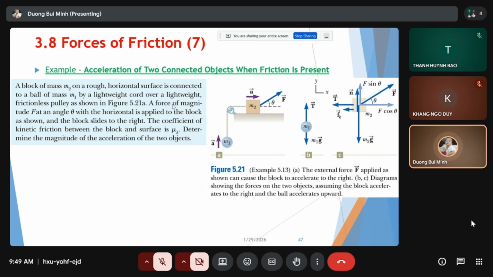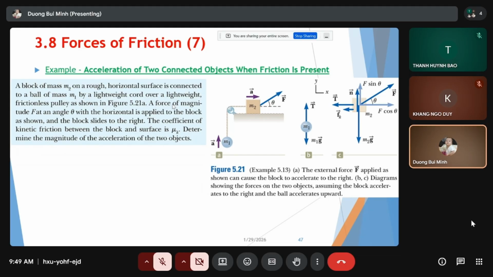We have a block of mass m2, and M1. And of course, we need to consider friction force. Okay, we have a light weight, frictionless pulley, right? Okay, we have the magnitude F and the phase angle theta. The coefficient of the kinetic friction between the block and the surface is mu k.